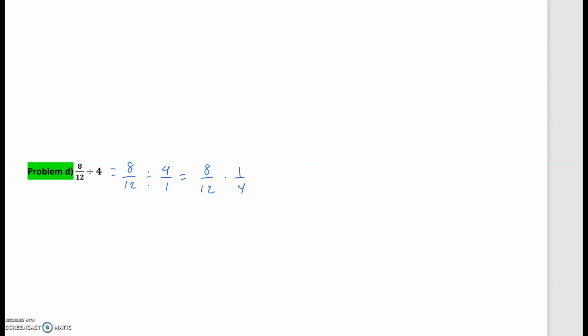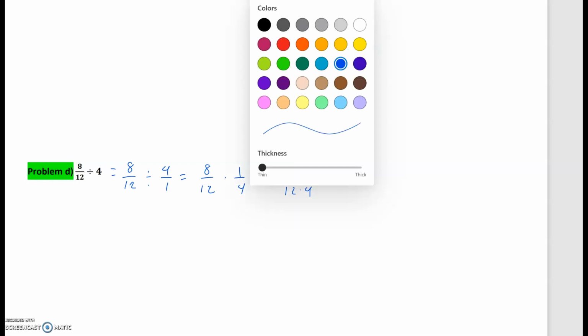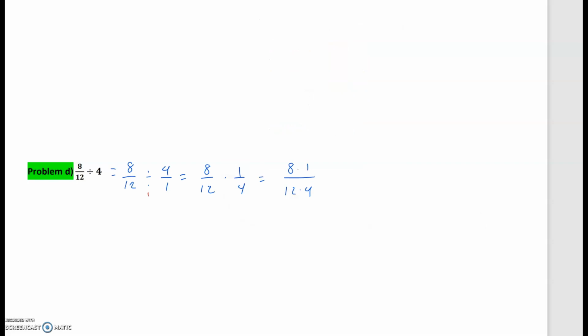And then at this point, let me just rewrite it as 8 times 1 and then 12 times 4. And then let me just go back. Remember, the division turns into a multiplication. Your original 4 is technically a 4 divided by 1. Its reciprocal is going to be 1/4. And then before we multiply and get the denominator larger, let me just express the 8 as 4 times 2 times 1 over, well, basically 12 times 4.